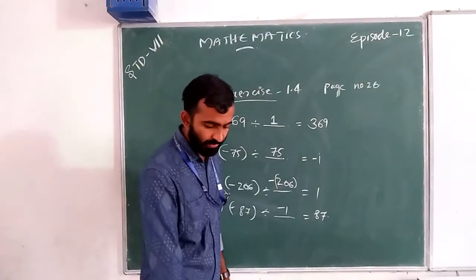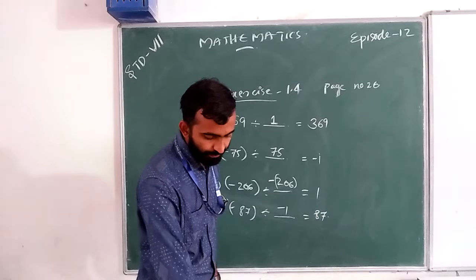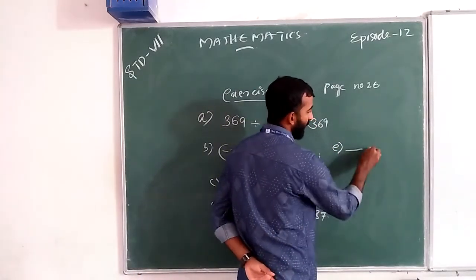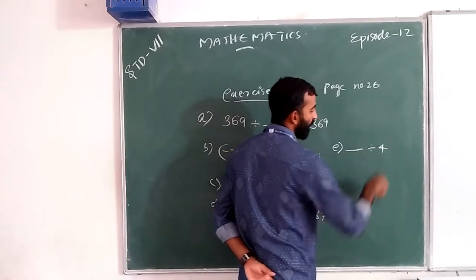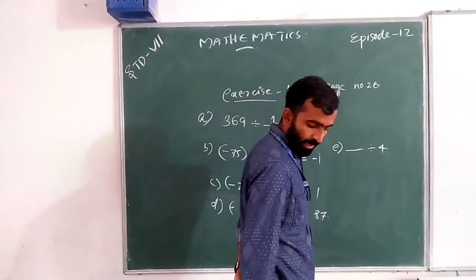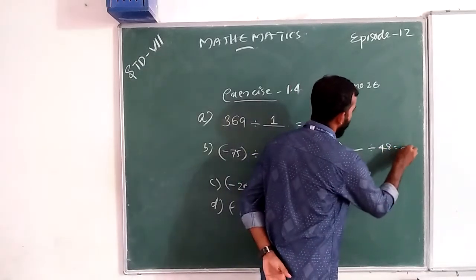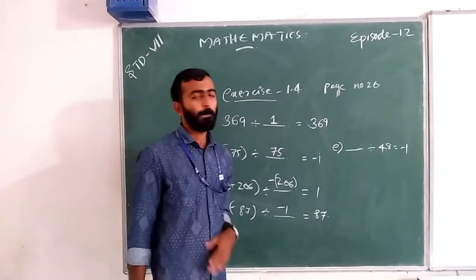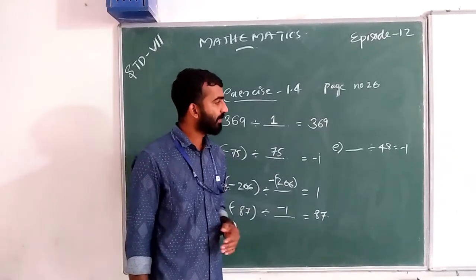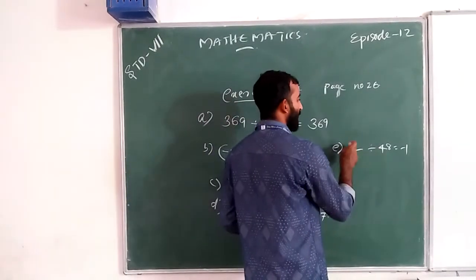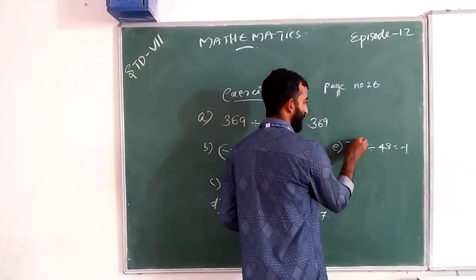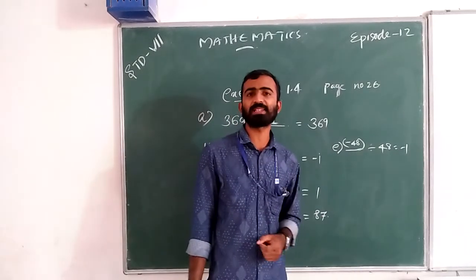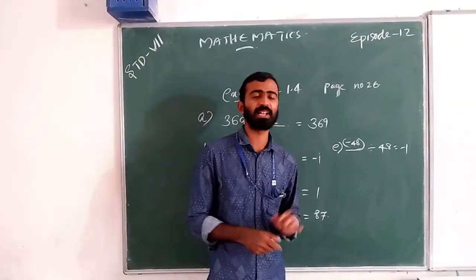And next question is E part: something divided by 48 equal to negative 1. What is the answer? Here it must be negative 48. Negative 48 divided by 48, we get the answer negative 1.